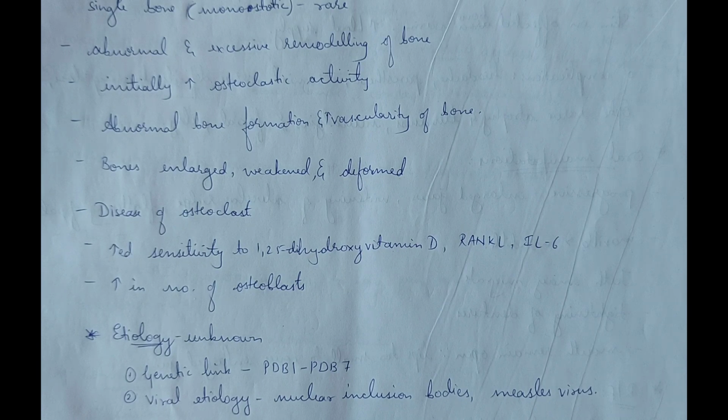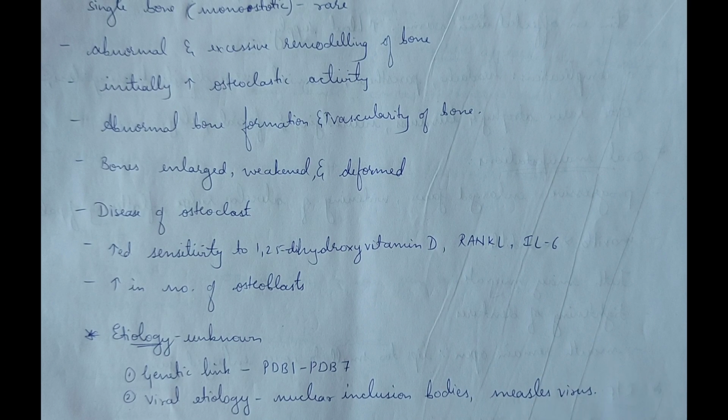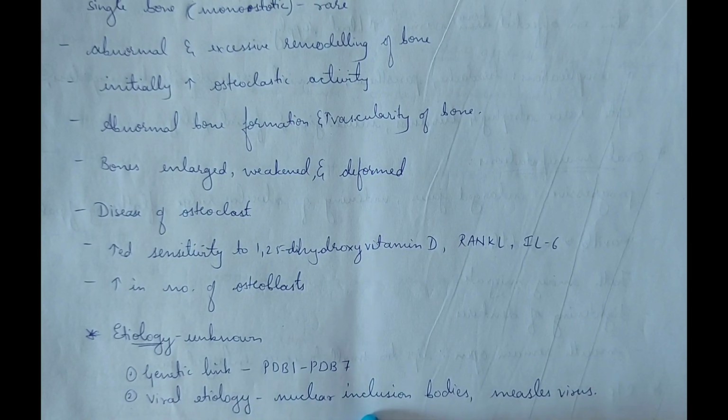Etiology is unknown, but we can tell there are two types which can be either genetically linked or virally linked. Genetically linked can be PDB1 to PDB7. Viral etiology involves nuclear inclusion bodies and measles virus.